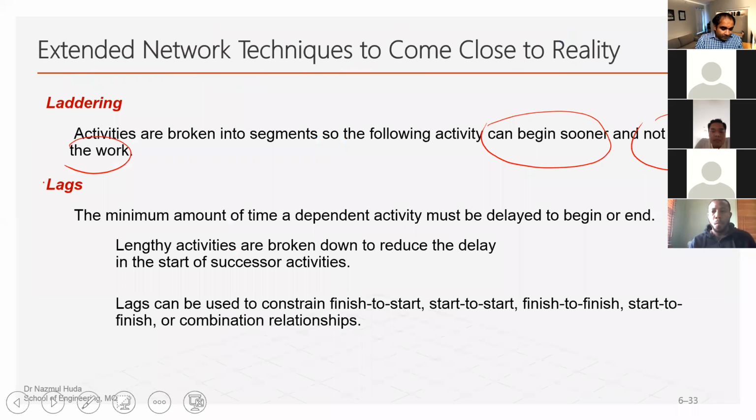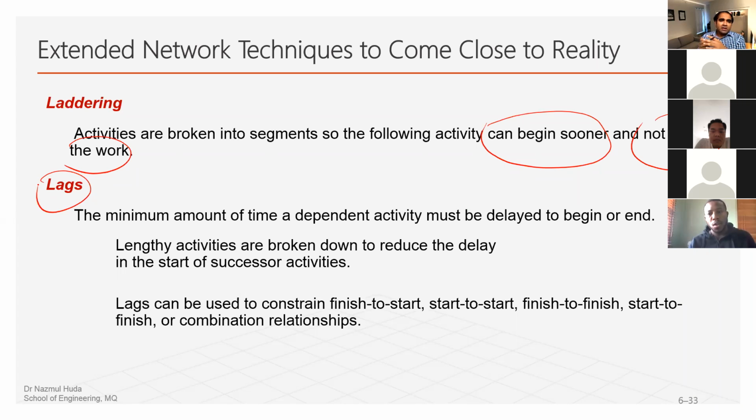And lags. Lag is the minimum amount of time a dependent activity must be delayed to begin or end. So lags are related to two activities, one after another, and how much lag we have. So it is the minimum amount of time a dependent activity must be delayed to begin or end. I will give some more examples in the upcoming slide.